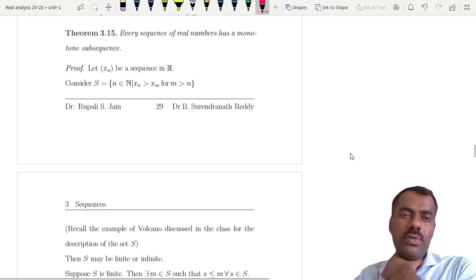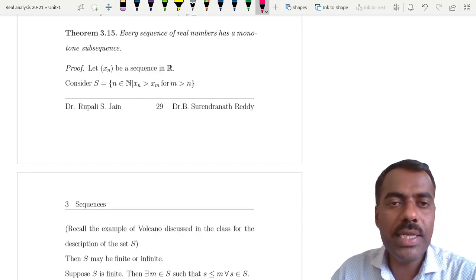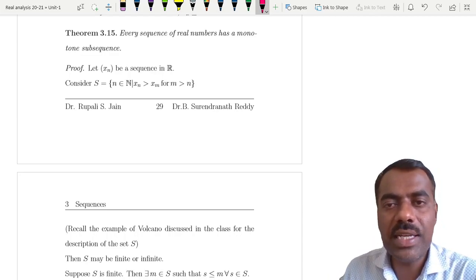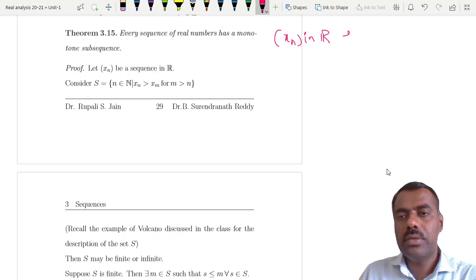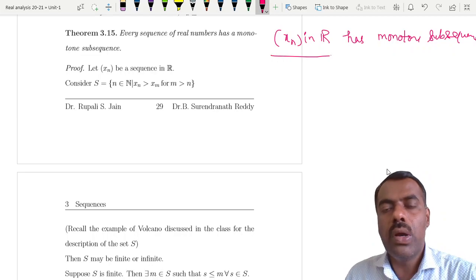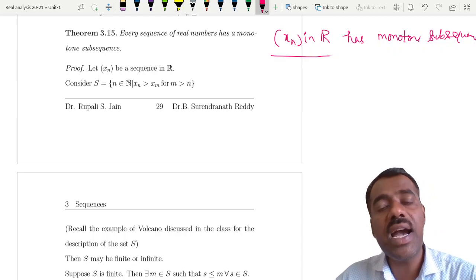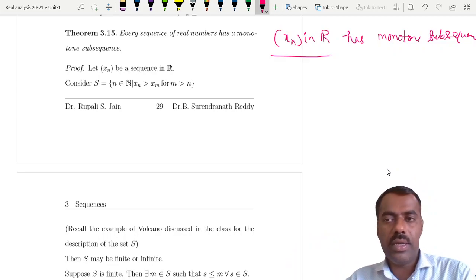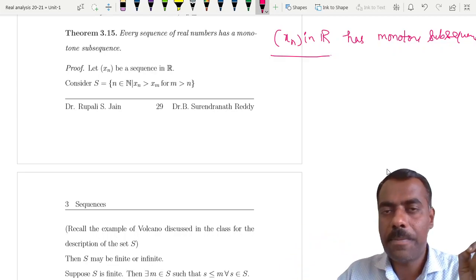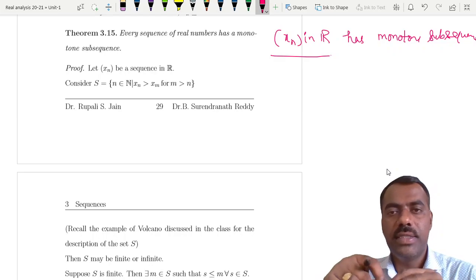Now what we'll show here is a very interesting and very useful result on sequences of real numbers, which says that every sequence in R, if you take any xn in R, has a monotone subsequence. That means whatever sequence in R you give, we can pick elements in some proper order such that the subsequence is either an increasing or a decreasing sequence.